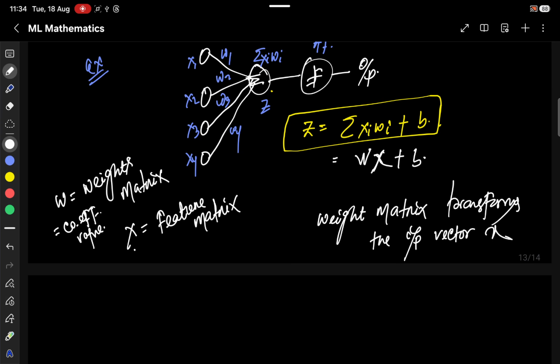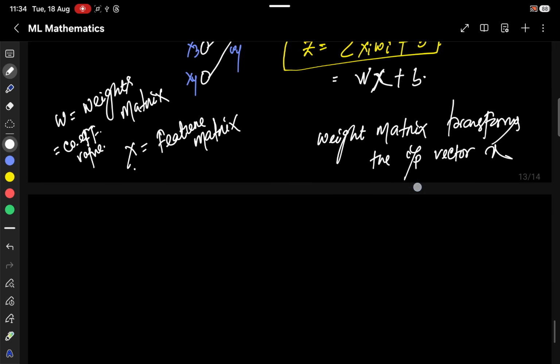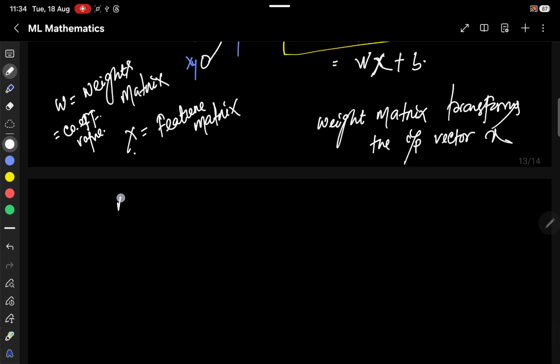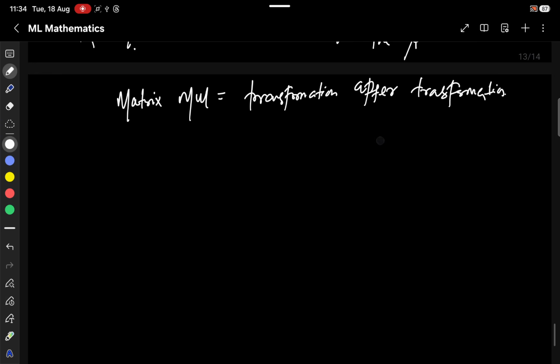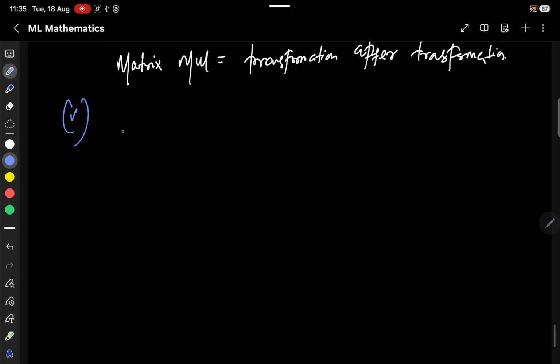Any doubt? Matrix multiplication is nothing but transformation after transformation, right? Pretty easy concept. The thing is, you should be able to link everything properly. Otherwise, learning mathematics simply feels like what you used to do in 10th and 12th grade math, and there is no fun to it. Once this is done, you will go to another matrix operation called matrix transpose.